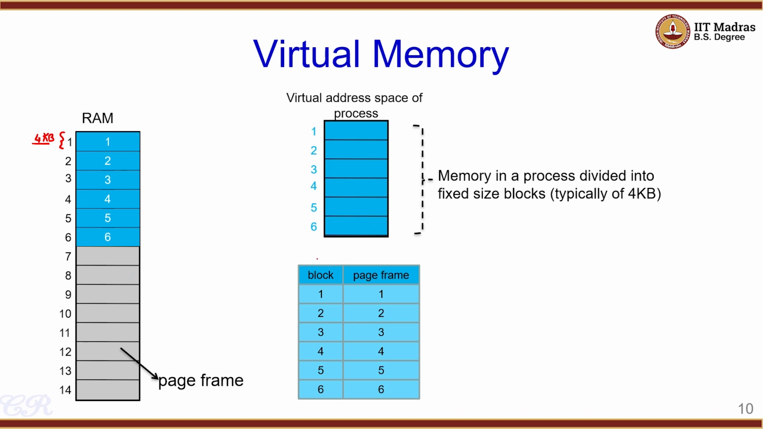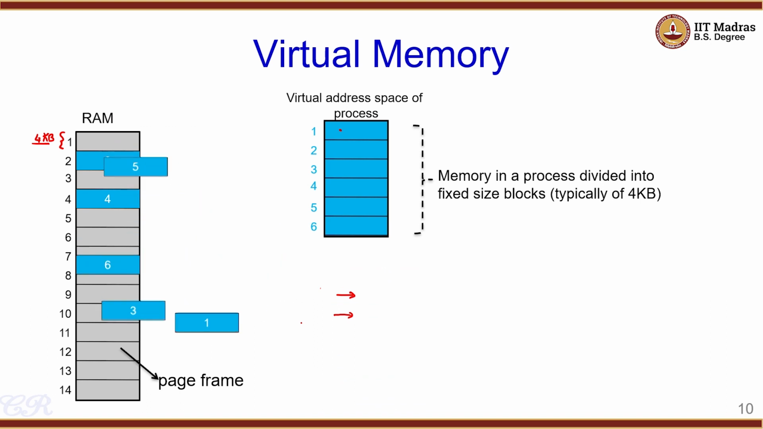So, this mapping is essentially done with a table called the page table for a particular process. This example is very simple: block number 1 of the process is mapped to page frame 1, block number 2 is mapped to page frame 2, and so on. But this mapping does not have to be one to one like this. It does not have to be sequential and in order as we see over here.